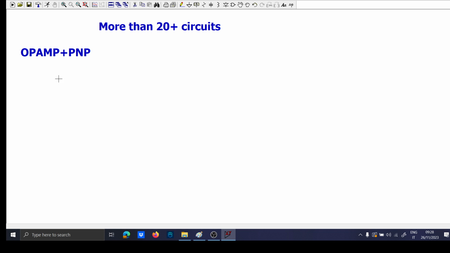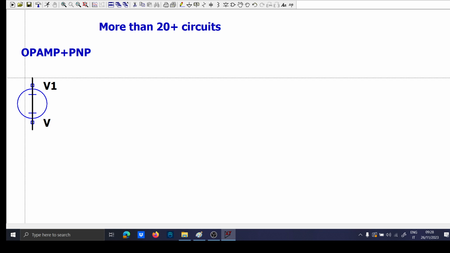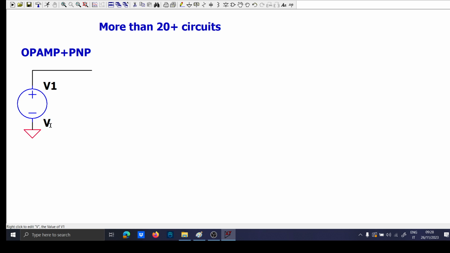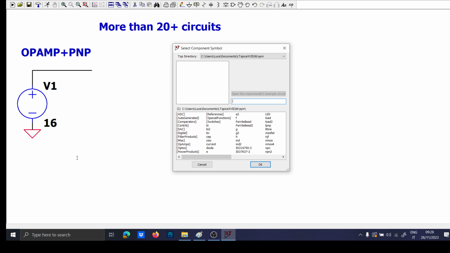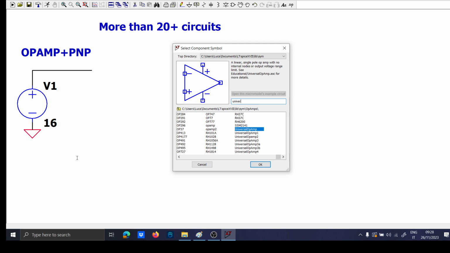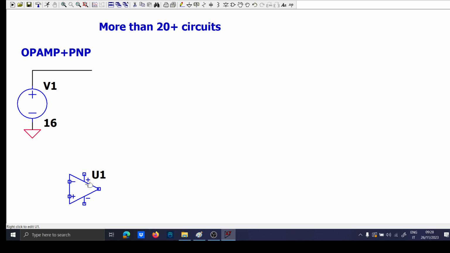So let's start with the Opamp plus PNP combination. You start by giving a voltage here, let's say 16 volts. I don't care about the calculation in this case, and let's use the universal Opamp+2. The universal Opamp+2 is one of the best. Let's call this net V+, apply the Opamp with V+, and put everything to ground.